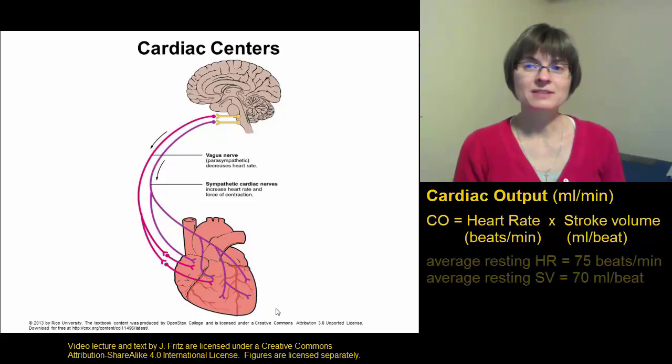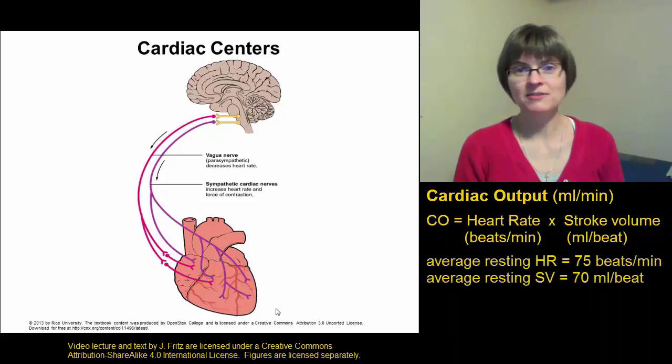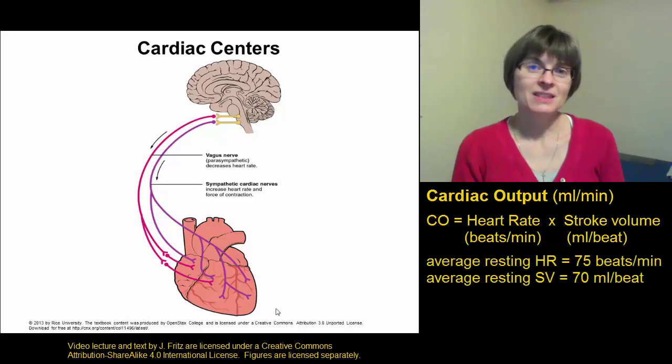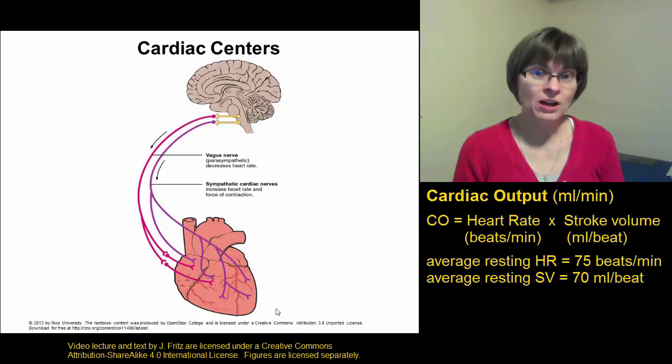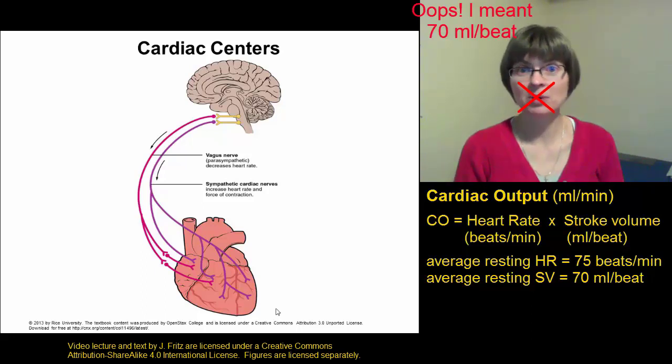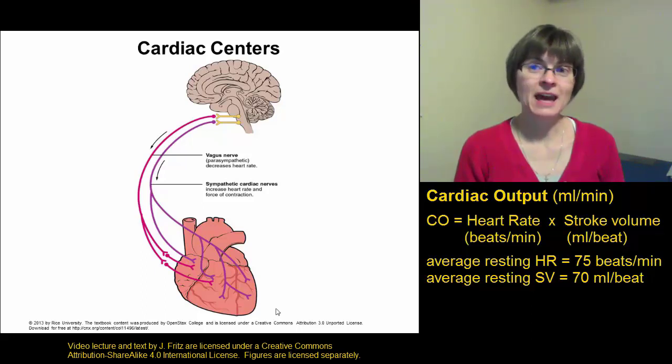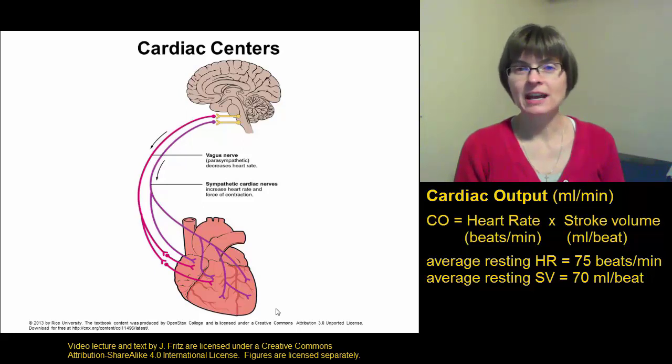The average resting adult heart rate is about 75 beats per minute. The average resting adult stroke volume is about 70 milliliters per beat. So based on that, what would the average resting cardiac output be for a healthy adult? Go ahead and pause the video and take a minute to figure it out.